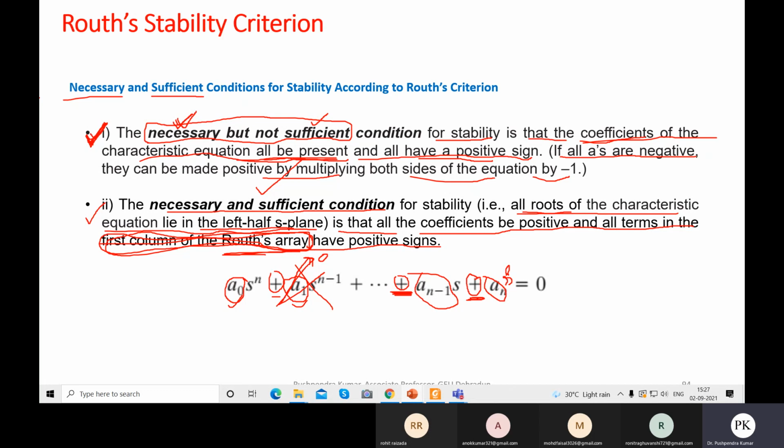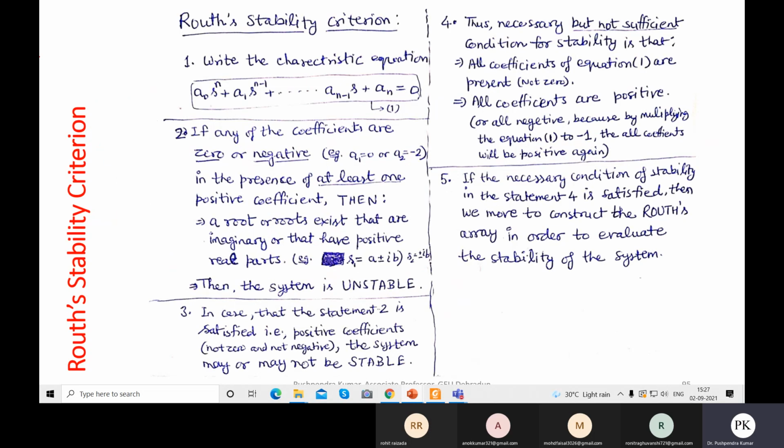Similarly, if the first condition is not satisfied, it tells you that the system is unstable, and if it is satisfied, you have to go for the second condition. Now come to the Routh stability criteria. So this is our characteristic equation.